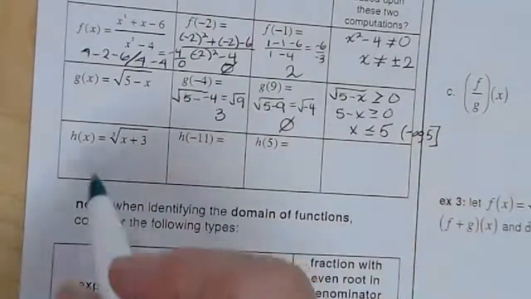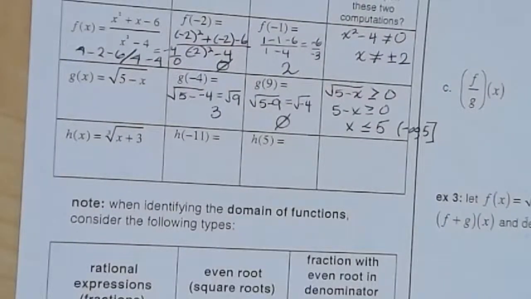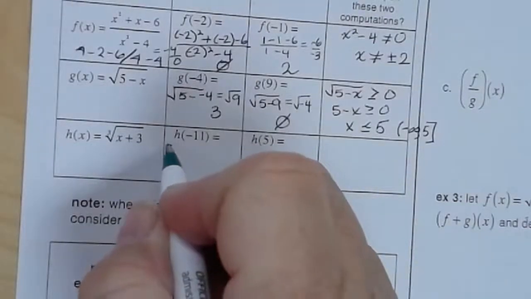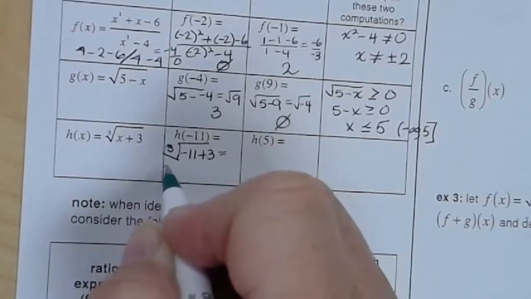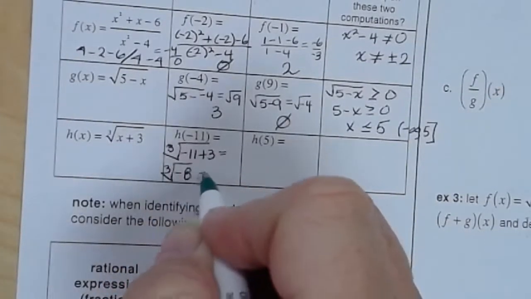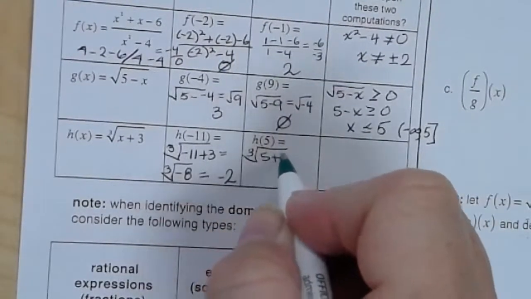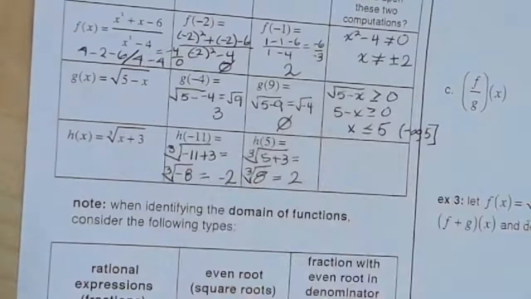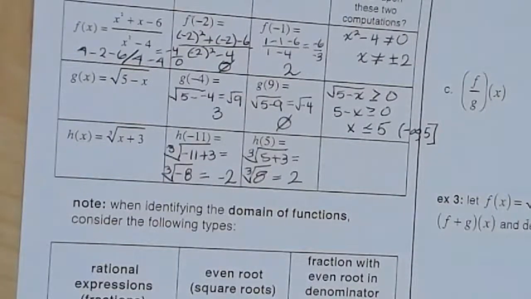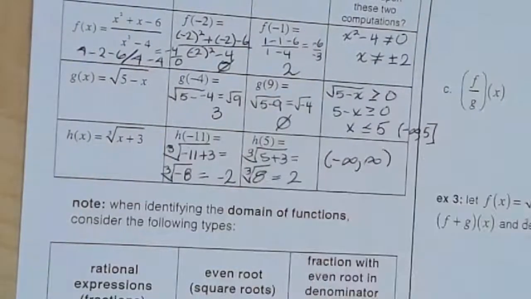We go to the next one. It's a cube root. Can we take a cube root of a negative? Yes. So if we plug this in, cube root of negative 11 plus 3 equals the cube root of negative 8, which is negative 2. If we do the cube root of 5 plus 3, we get the cube root of 8, which equals 2. So are there any restrictions on this one? No, because we can take the cube root of a negative and we can take a cube root of a positive. So for this one, our domain is just negative infinity to infinity.